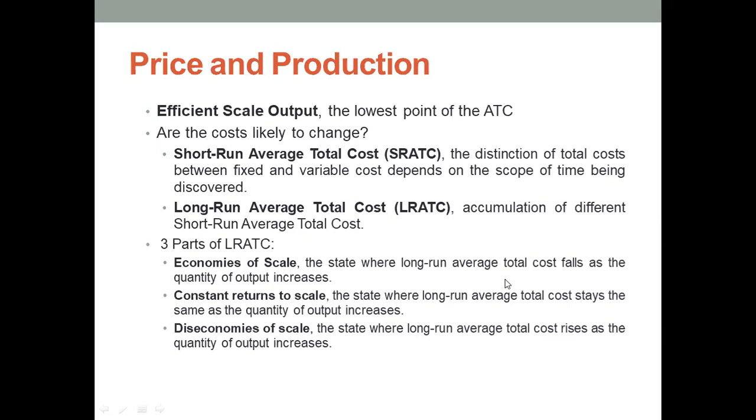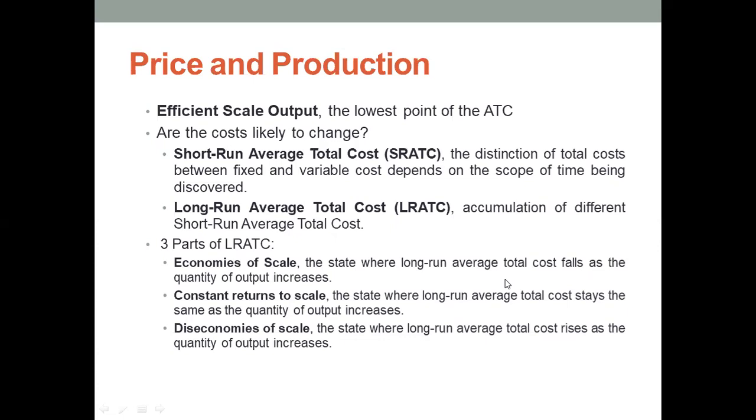Okay? Now, long run average total costs are usually longer than 1 year. So it is the accumulation of different short run average total costs. Mas mahaba siya, combination na siya ng lahat ng short run average for that time period. Okay? Now, there are 3 parts in the long run average total cost. Those are the economies of scale, the constant returns to scale, and the diseconomies of scale.